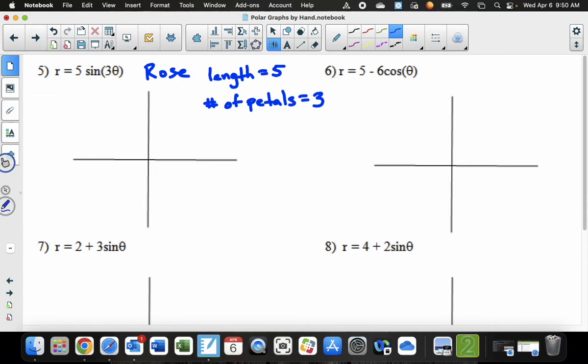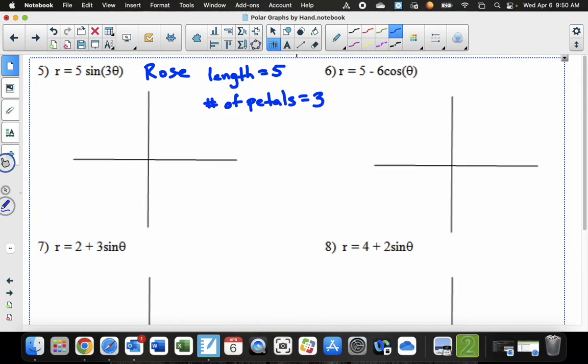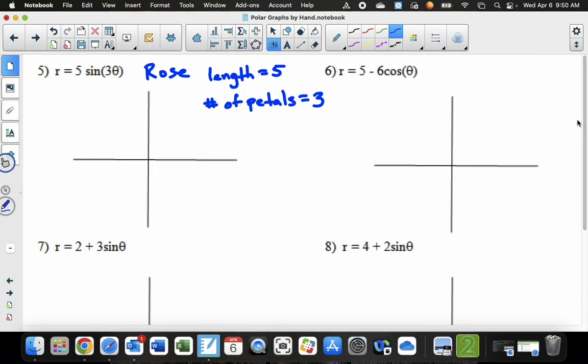How many degrees apart are we? How many degrees apart are those 3 petals? 120. Why 120, Parker? 360 divided by 3. I just don't know how to do that. 360 all the way around, and you got 3 petals. Okay? So every 120 degrees, you've got a petal.